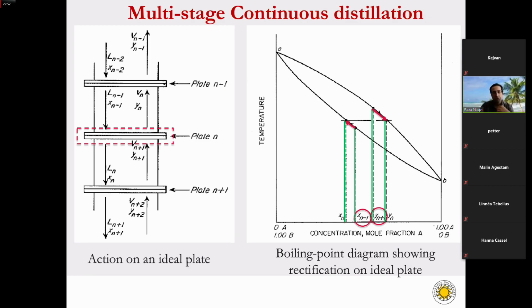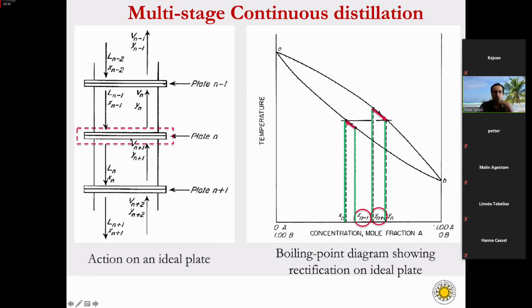So this is just to show you that when this stream and this stream enter, they are not in equilibrium, because if they are in equilibrium, there will be no driving force for the mass transfer. So the driving force should always be there in order to have a mass transfer. So Vn plus 1 and Ln minus 1 should not be in equilibrium.